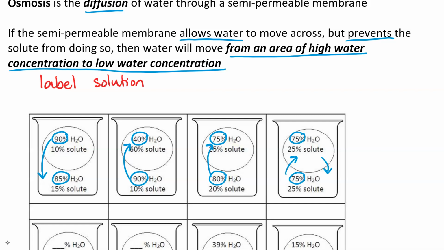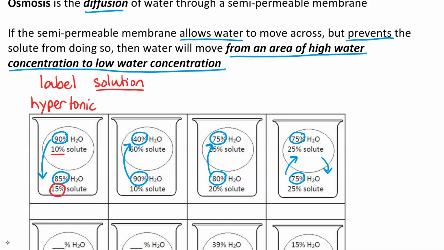And if we're looking at the solution, then we're comparing the percentage of solute outside the cell in the solution versus inside the cell. So for the first beaker, look at the outside of the cell solute concentration. 15% on the outside, 10% on the inside. There's more solute outside the cell, therefore that solution is hypertonic. There's more of it.